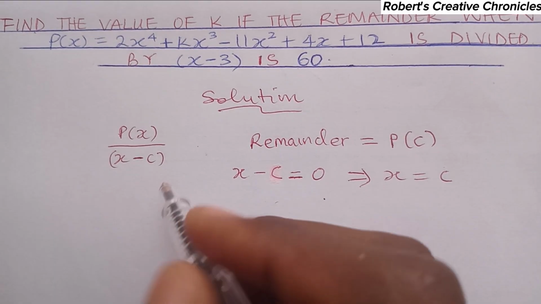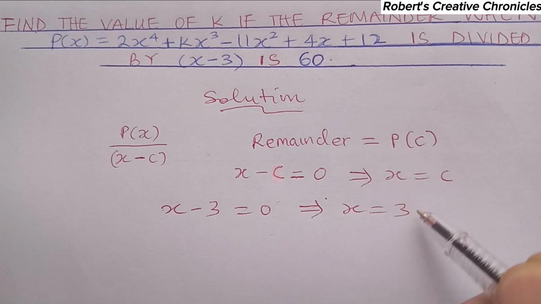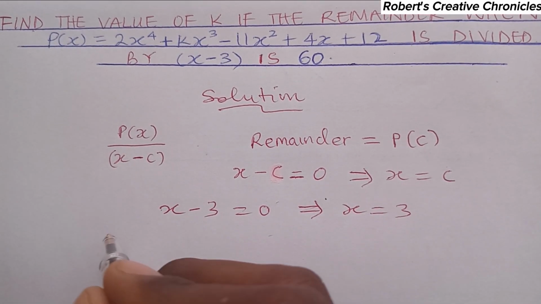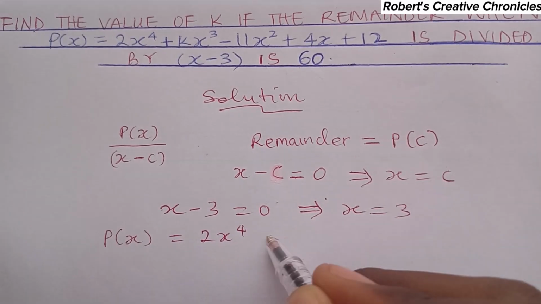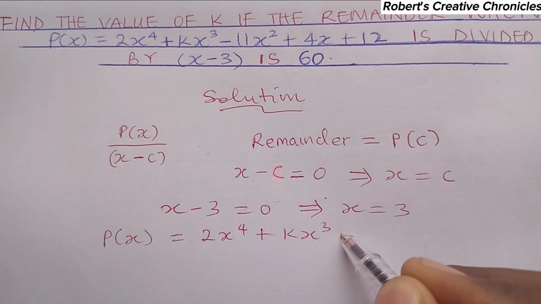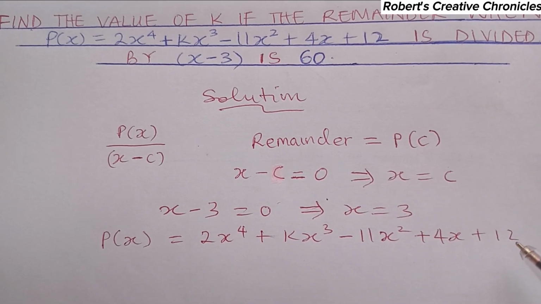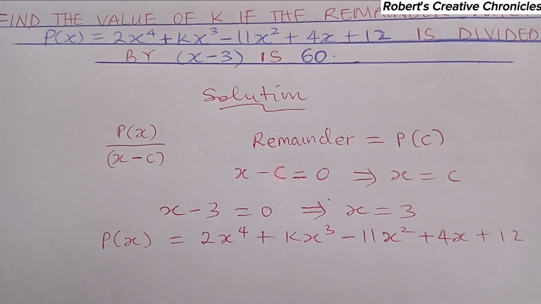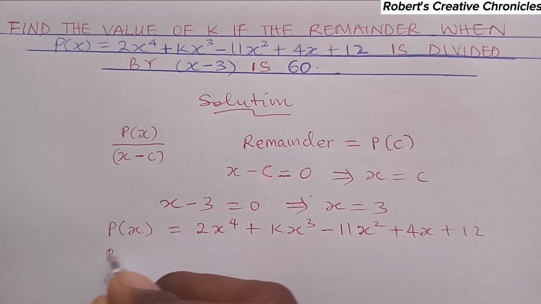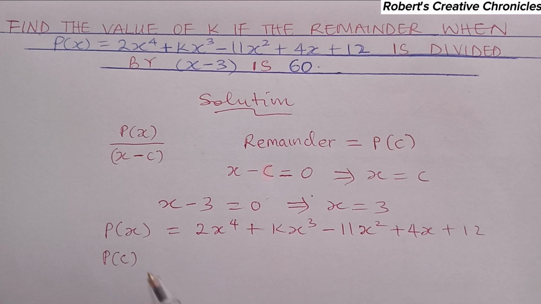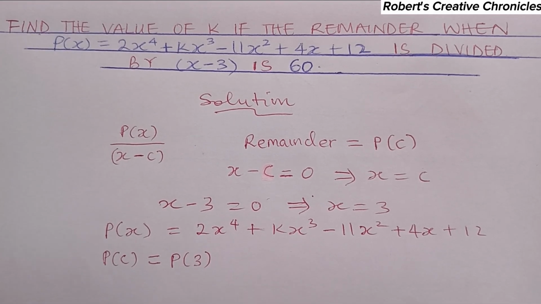So now we say x minus 3 is equal to 0, so x is equal to 3. So this 3 is our c here. Then now, the polynomial p(x) is 2x raised to the power of 4 plus kx cubed minus 11x squared plus 4x plus 12. So this is the equation in terms of x. Now, p(c), so now p(c) will be equal to what? p(3), because c is our 3, the constant.